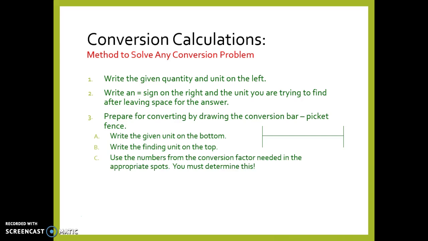And then the third part of this is that now we're going to find a conversion factor. In the case of the last problem, we knew that there were 12 cupcakes in a dozen. We're going to have a little bit of a harder time finding the conversion factors here because they're new to us. But once we find them, then we put the numbers where they go with the units. So the key here is put the units where they belong in the picket fence or the conversion bar, and then add the numbers in later.